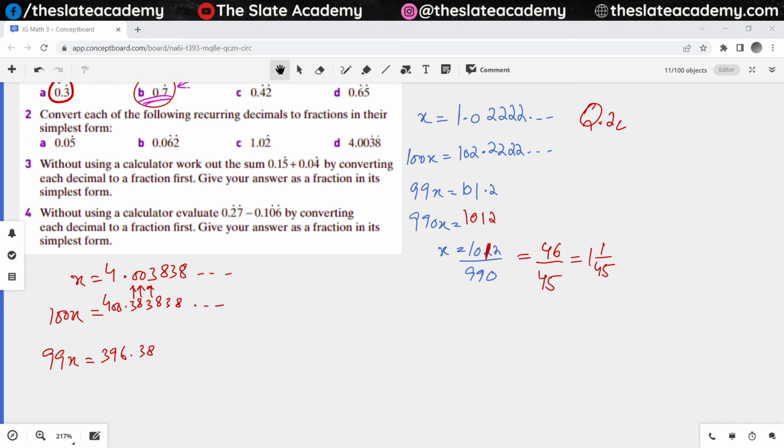And then I'll have to multiply both sides by 100. So I get 9900x is equal to 39638, and x will be equal to 39638 divided by 9900.